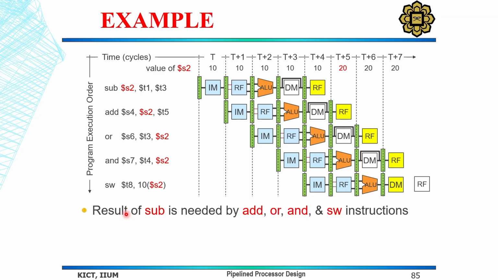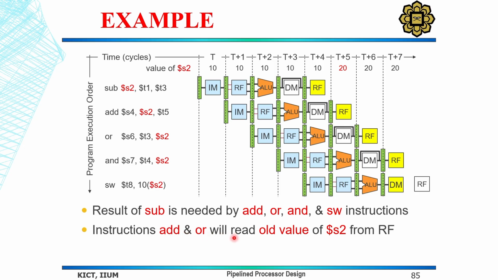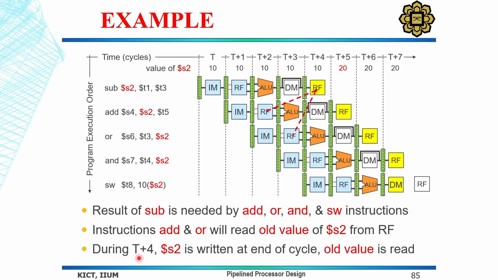See that the result of sub is needed by the add, or, and store word instructions. The add and or instructions will read the old value of $S2 from the register file. During T plus 4, $S2 is written at the end of the cycle and the old value is read. So the value will actually be available in T plus 5.